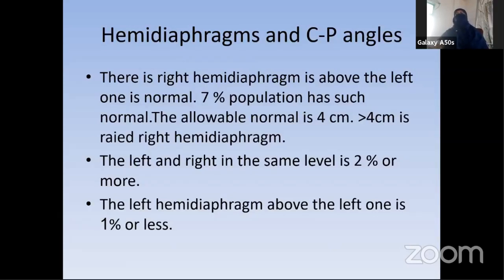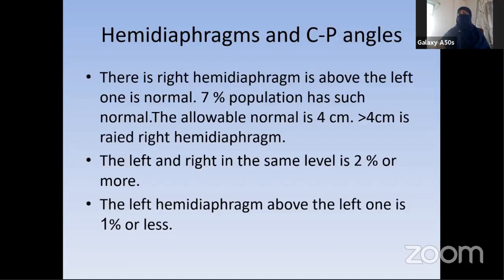The allowable normal discrepancy between a normal left and normal right hemi diaphragm is 4 centimeter. More than 4 centimeter discrepancy, that is the right hemi diaphragm above the left one by more than 4 centimeter, is pathological, and then we can say this is raised right hemi diaphragm. The left and right hemi diaphragms may remain at the same position in 2% or more individuals, and the left hemi diaphragm above the right one is seen in only about 1% or less of the population.